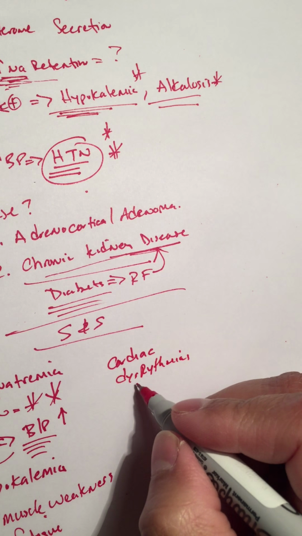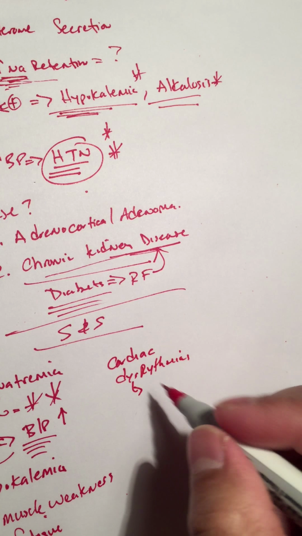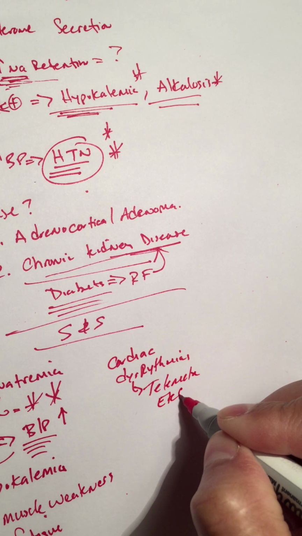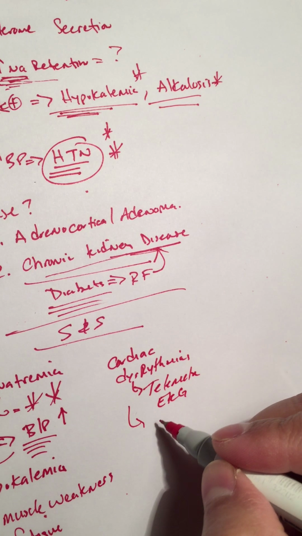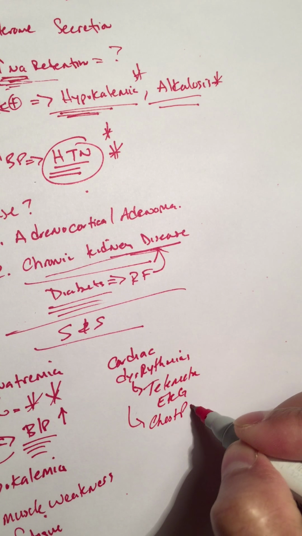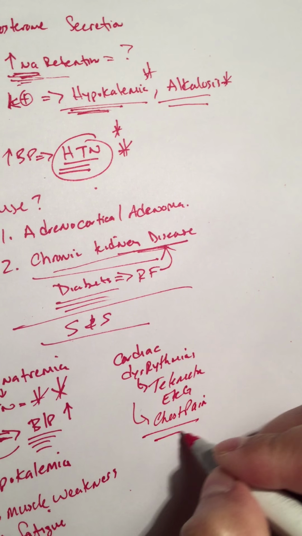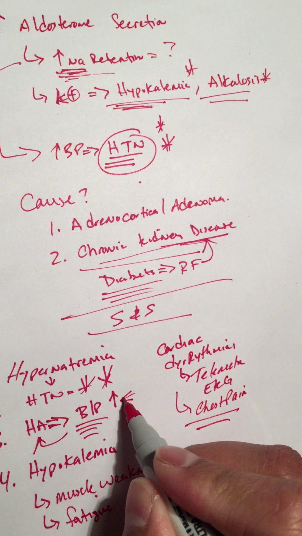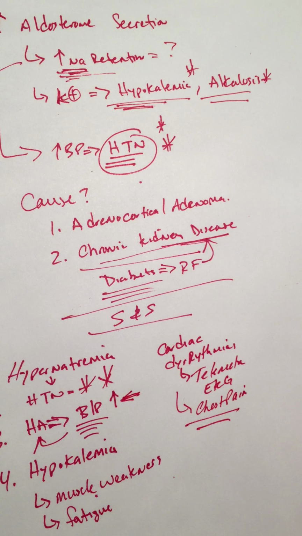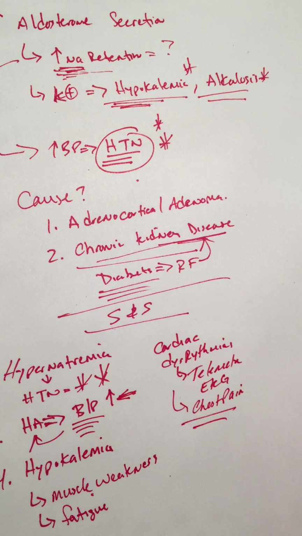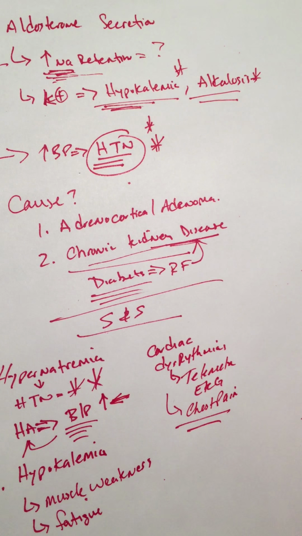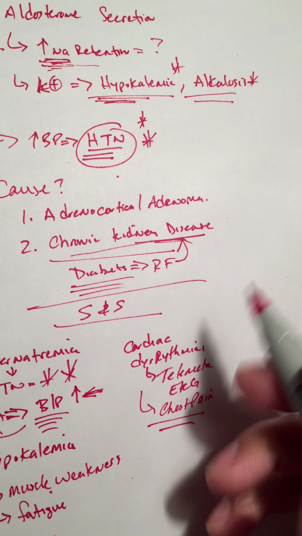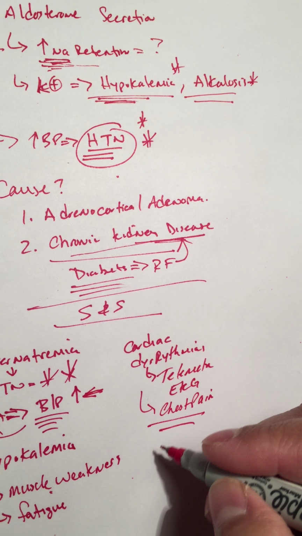And as always with these patients, you want to make sure if the hypokalemia is severe, they put them on telemetry or EKG. And that you're always checking for chest pain. Especially if they're having very high blood pressure. And the other thing that we talked about up here is metabolic alkalosis.